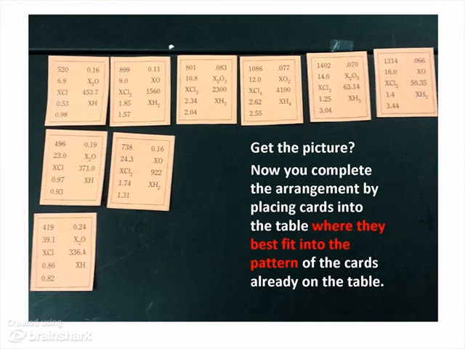Now I want you to look at the top part of the table and see if you understand why the second card was added to that part. Are you beginning to get the picture? Your task is to take the rest of the cards in your deck and complete the arrangement by placing the cards into the table where they best fit into the pattern of the cards that we've already laid out. There are better answers than others, but there's really no wrong way to do it.